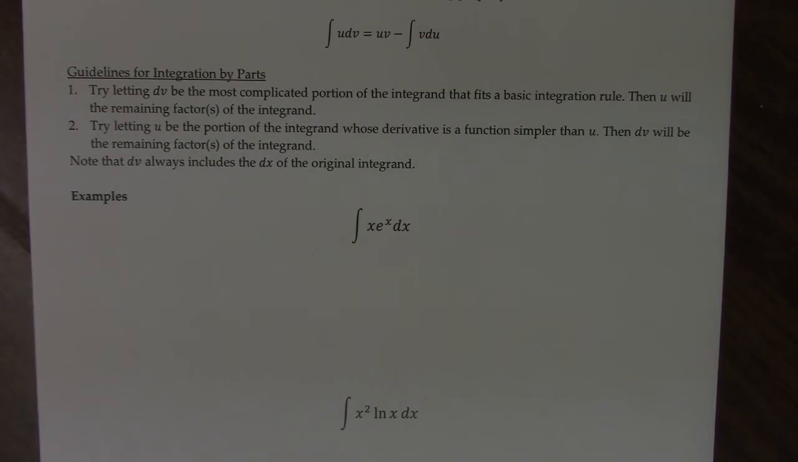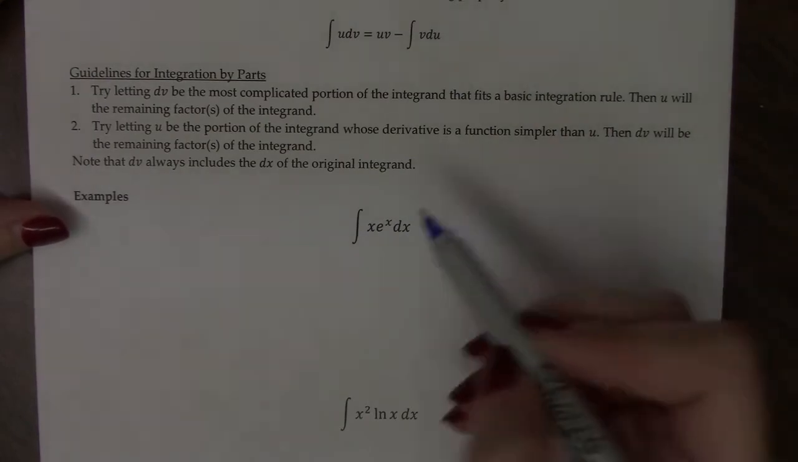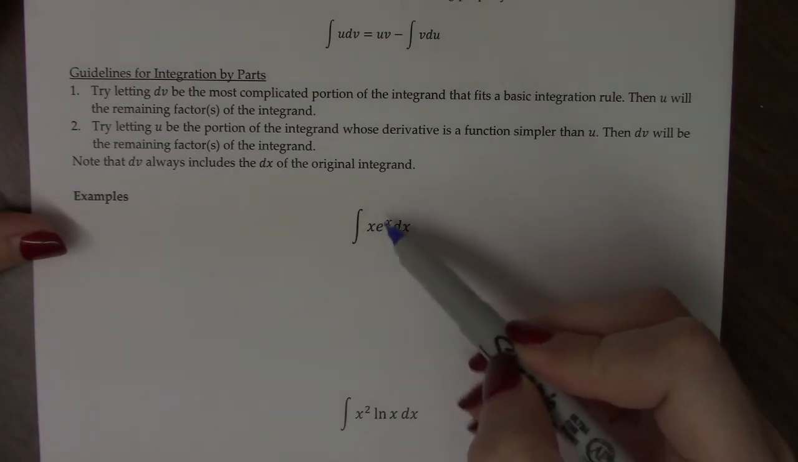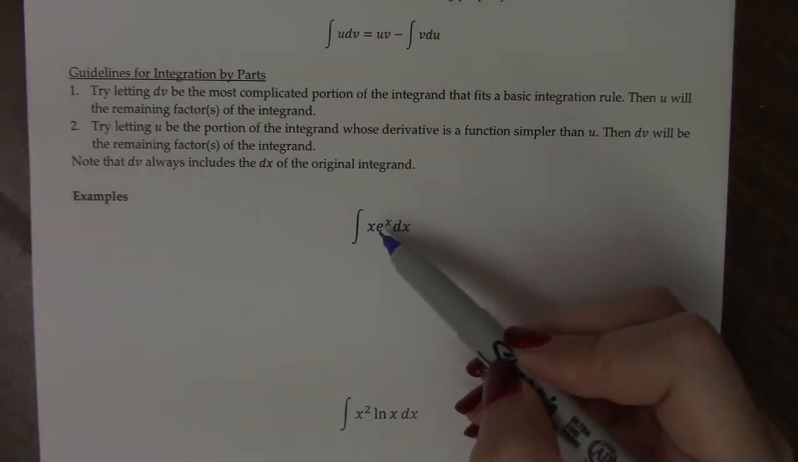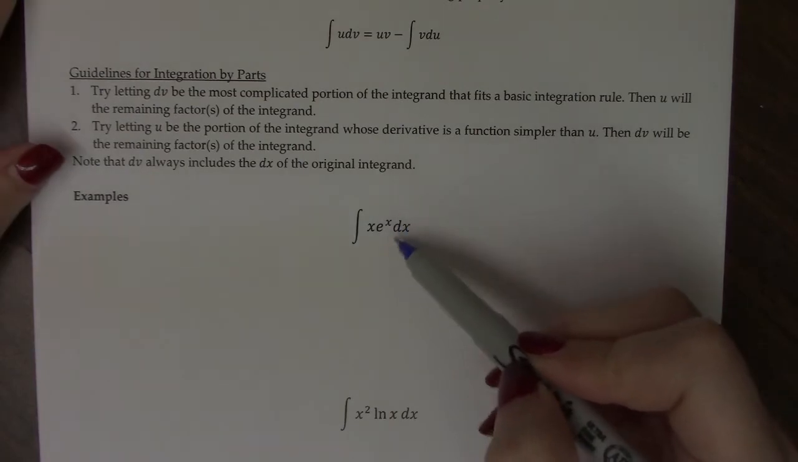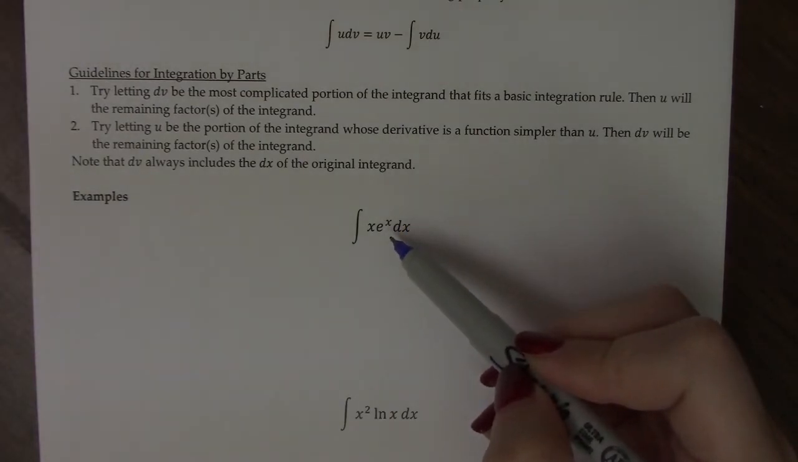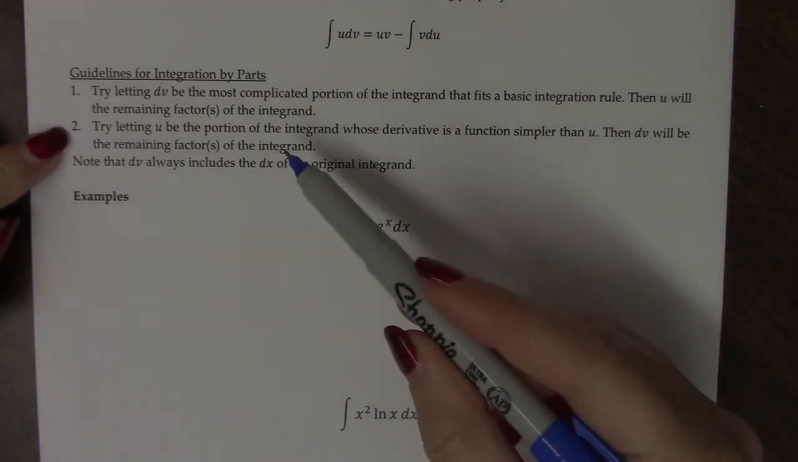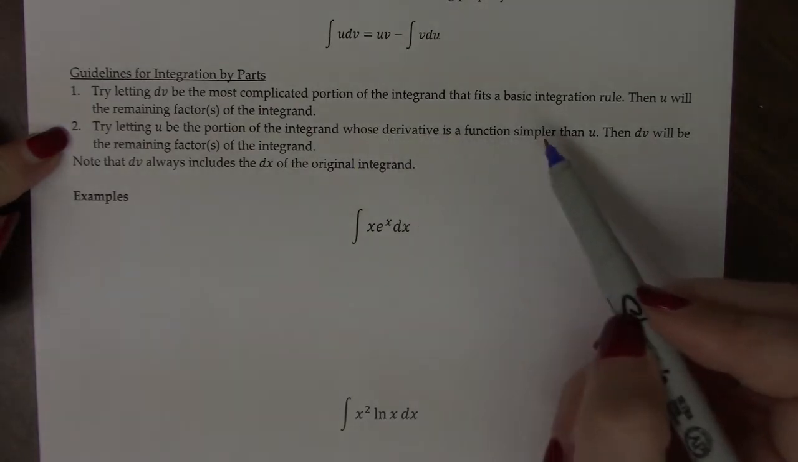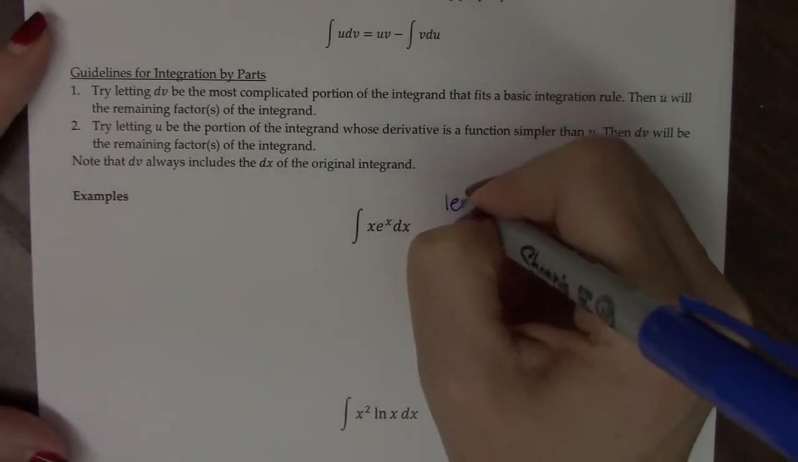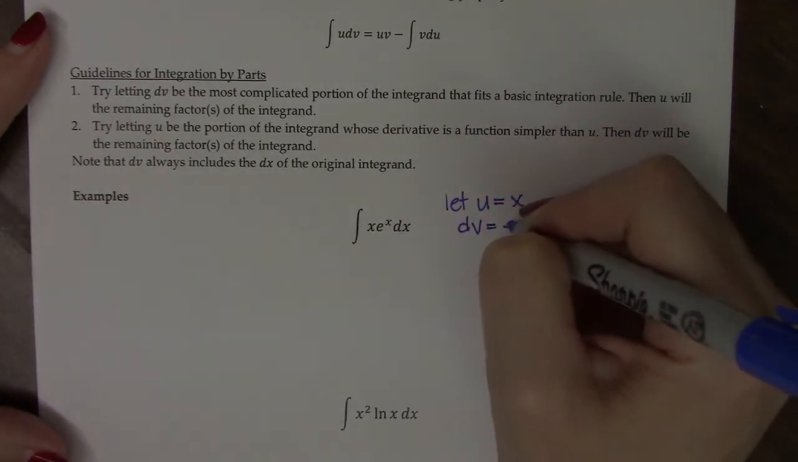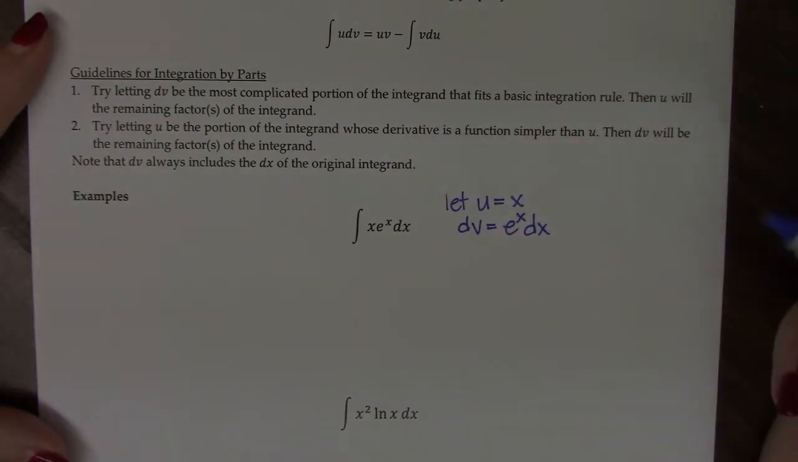So let's look at an example here. What we have is x times e to the x. We can't integrate this directly, so we need to split these things up. Well, x is actually easy to take the derivative of, and as a matter of fact, it's going to turn into a constant. E to the x could really go either way. Its derivative is e to the x, its antiderivative is e to the x. So guideline 2 says, try letting u be the portion whose derivative is simpler than u. So if we let u equal x, then dv is everything else that's in our integral.